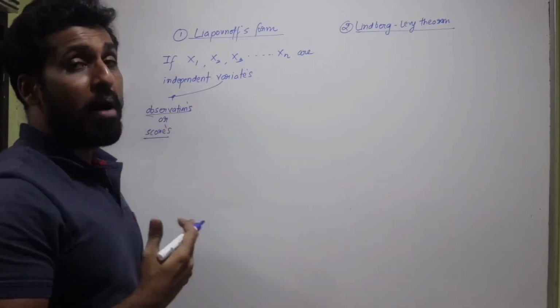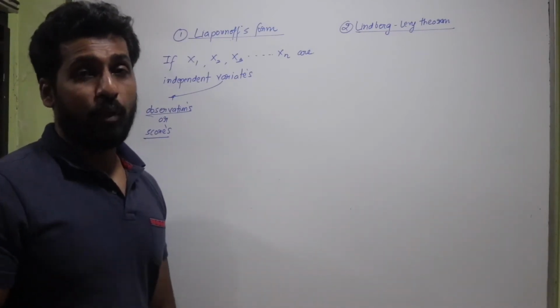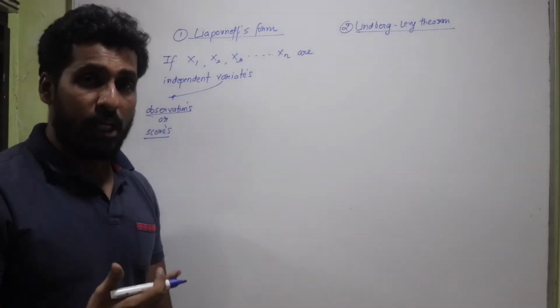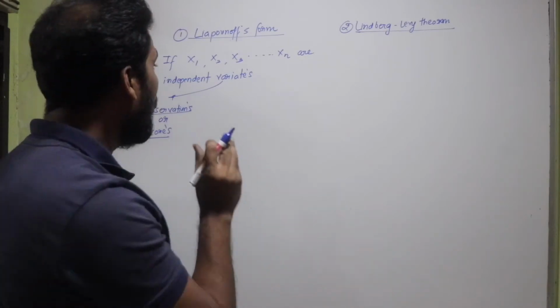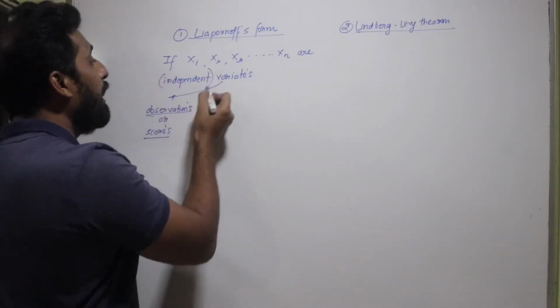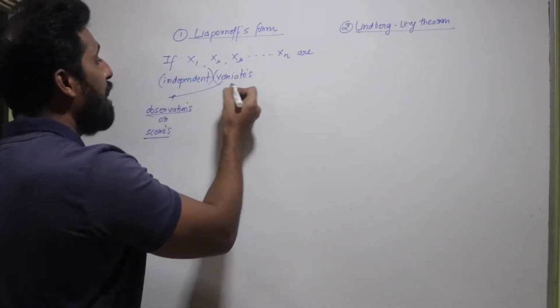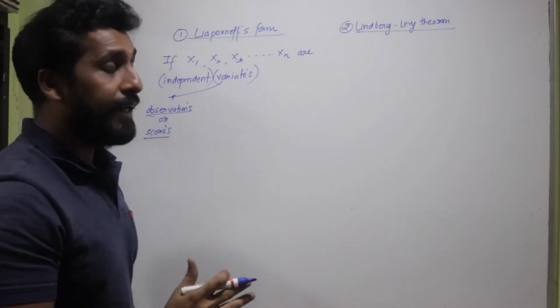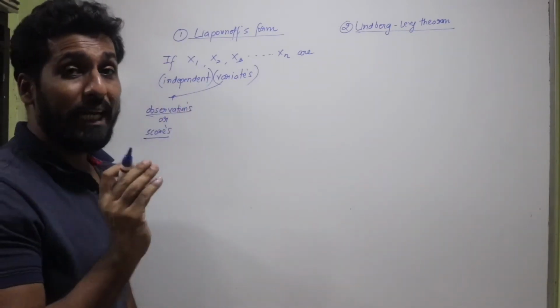So you can say the marks obtained by the students are nothing but observations, or they can be called scores. So that is called a variate. What do you mean by the word independent? We have understood the meaning of the word variate. Let's understand the meaning of the word independent.